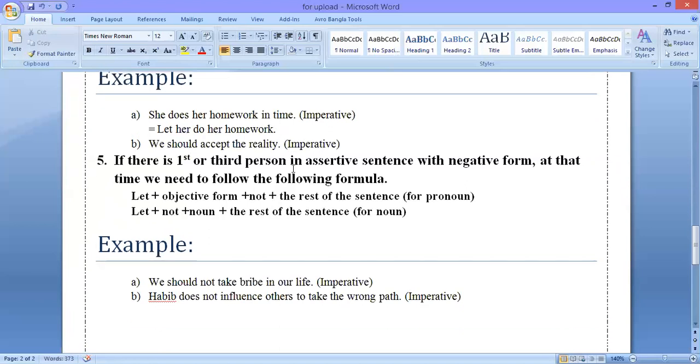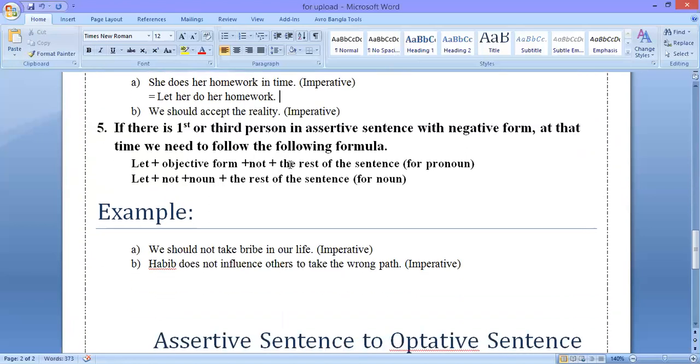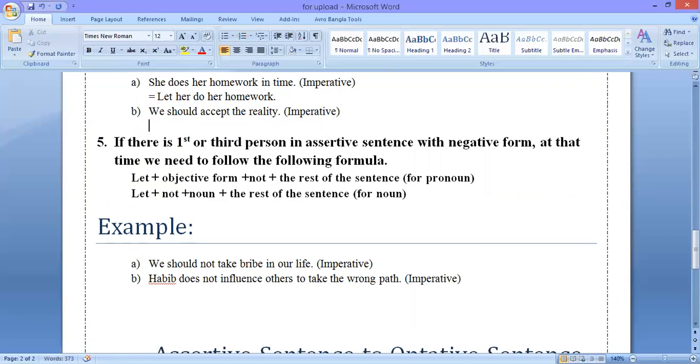If you look at number 2, we can see that we should accept the reality. Here we can see that the assertive sentence starts with first person. So we shall have to use let at the beginning of the sentence, and after let, we shall have to use the objective form. So the solution is let us accept the reality. I think you have understood the point.